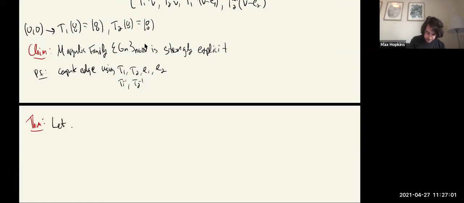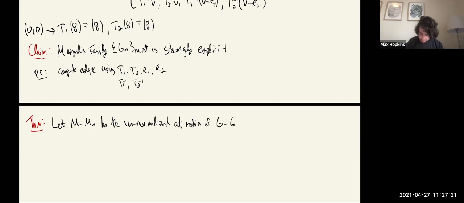So let M equal M_n be the unnormalized adjacency matrix of G equals G_n. It'll be a bit easier for us to work with the unnormalized adjacency matrix here. Then I claim the following bound on the spectral parameter holds: lambda_M, which is the maximum of lambda_2 and lambda_n, is less than or equal to, I believe, 5 root 2.